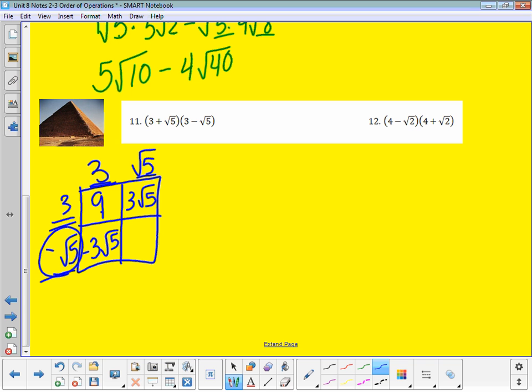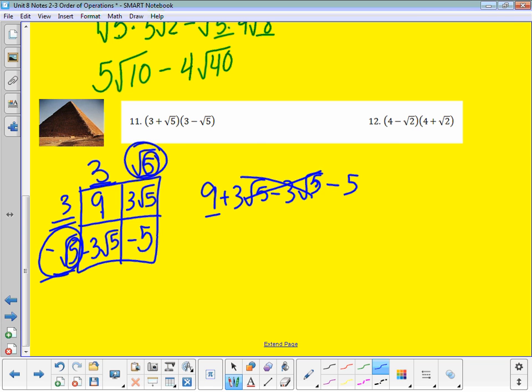Here's the tricky part. Negative square root of 5 times square root of 5. When you take the same radical times itself, it's going to give you just what is underneath the radical. So this one right here is going to become negative 5. So let's go ahead and write out the terms that we have. What you're going to notice is that 3 square root of 5 and that negative 3 square root of 5 are going to cancel out. So we're just left with 9 minus 5, which is 4. So next, I'm going to go ahead and have you guys try number 12 on your own.